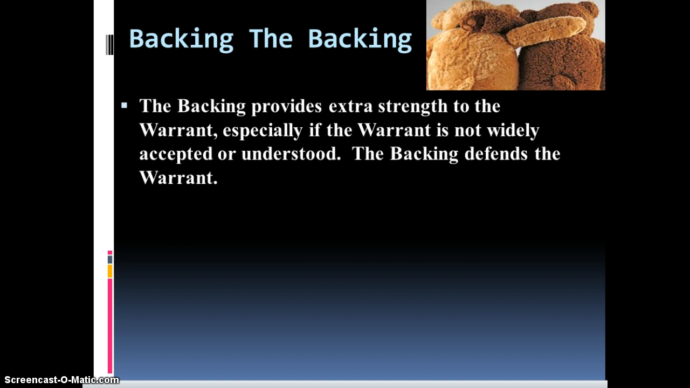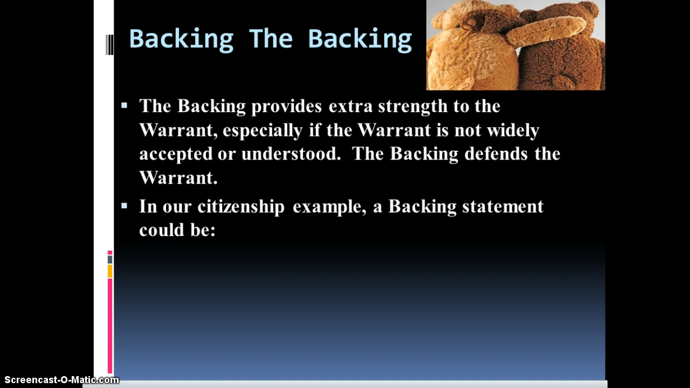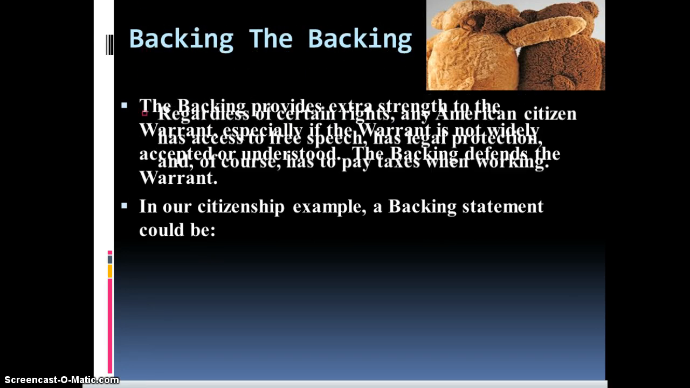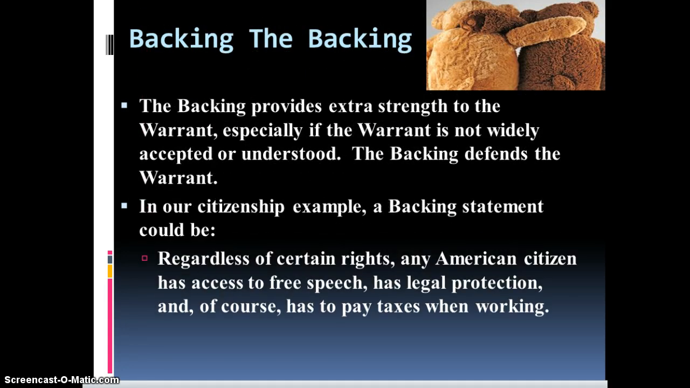A further conclusion. The backing provides extra strength, or synthesis, to the warrant, especially if the warrant is not widely accepted or understood. So it defends that initial warrant. In our citizenship example, a backing statement could be: regardless of certain rights, any American citizen has access to free speech, legal protection, and of course has to pay taxes when working. So even though there might be qualifiers, they're not born in America, but they become naturalized citizens.